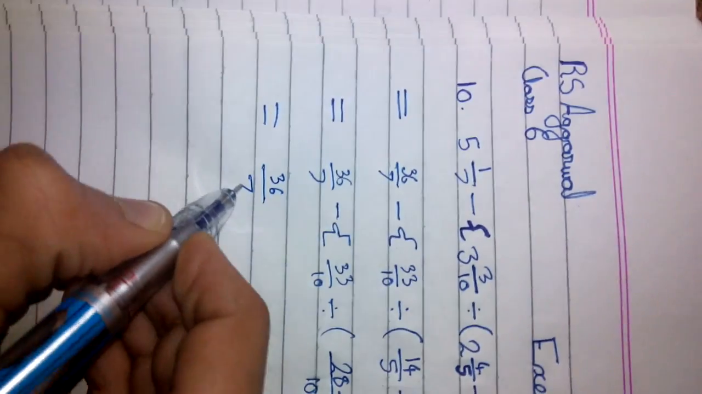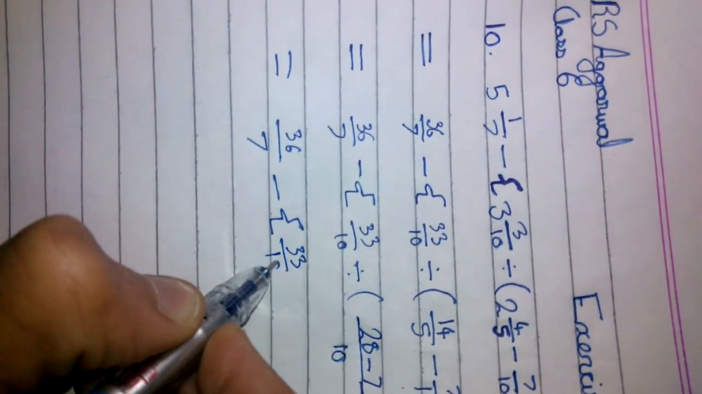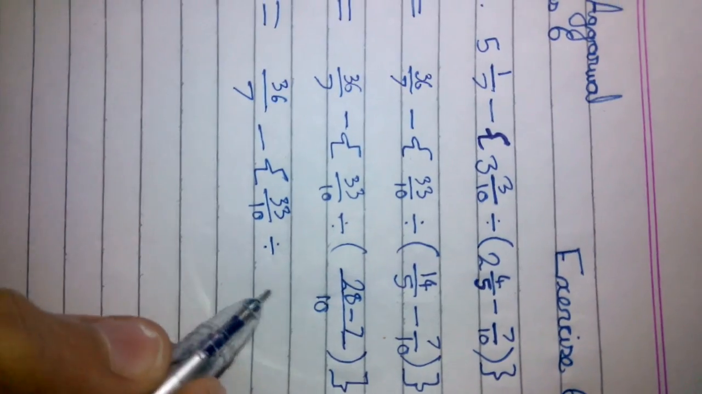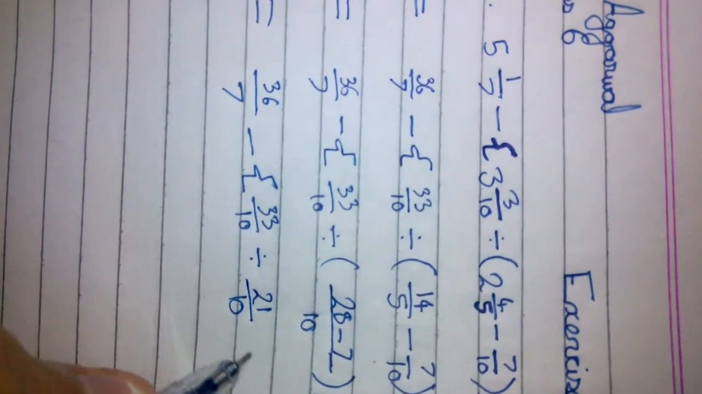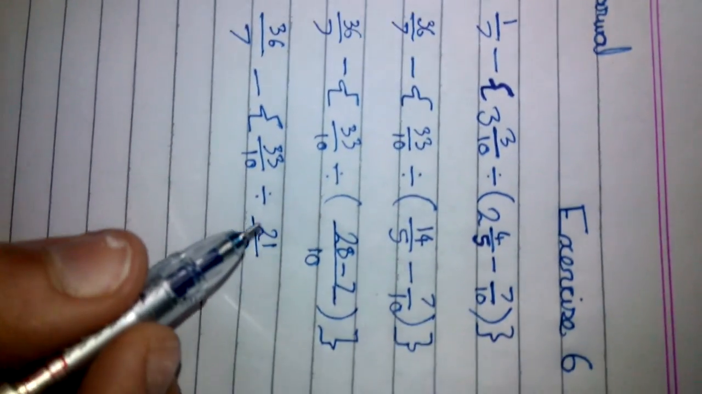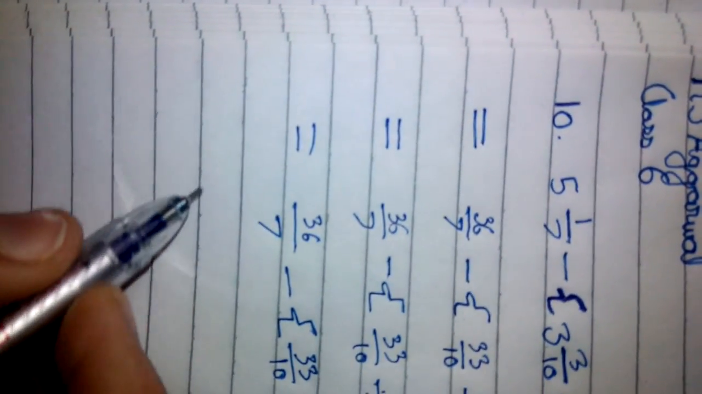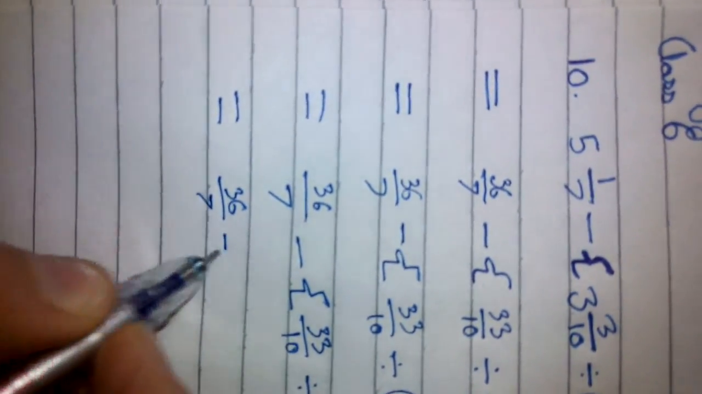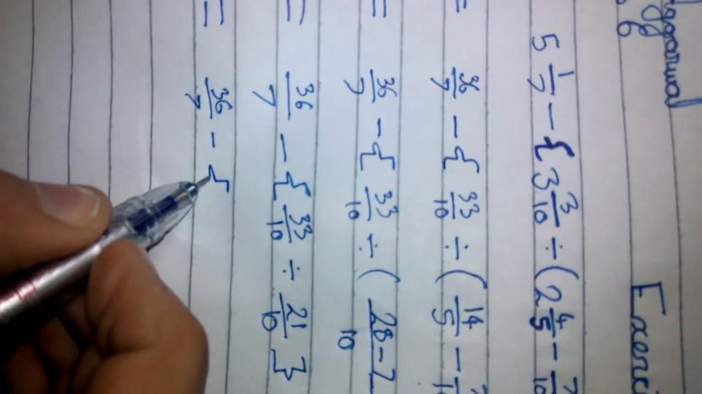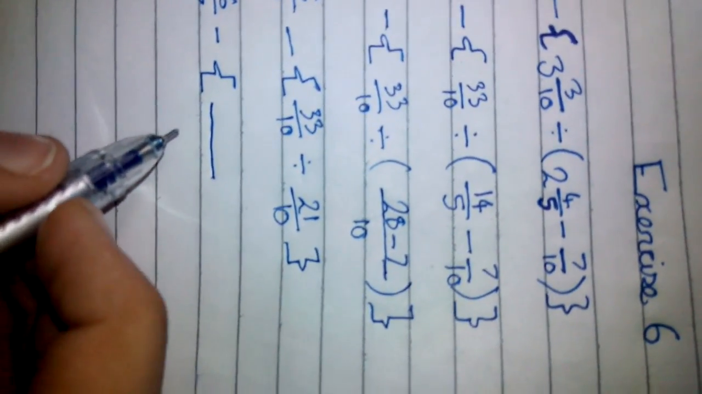This will remain the same as usual. 28 minus 7 is equal to 21, so it will be 21 by 10. And the small bracket will, of course, disappear, because we solved it. So next, LCM of 10 and 10 is 10. When both the digits are the same, the LCM is the same.